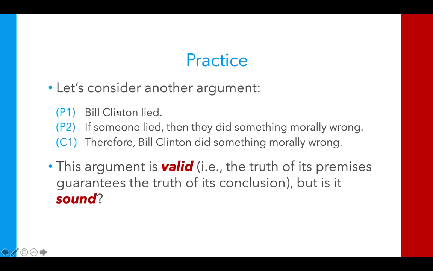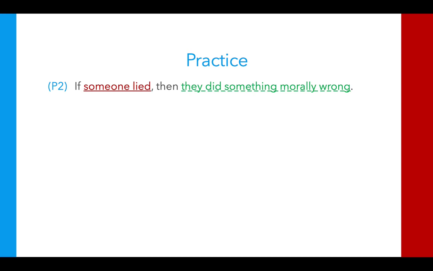You know, in this case, it's not an act. It's sort of a person that did this thing, and if a person does that thing, then it has this moral property. Therefore, Bill Clinton's behavior had that moral property. So this argument's valid, but is it sound? Now, we're going to grant premise 1 that Bill Clinton lied. The more interesting question is, is premise 2 true? Is it true that if someone lied, then they did something morally wrong?